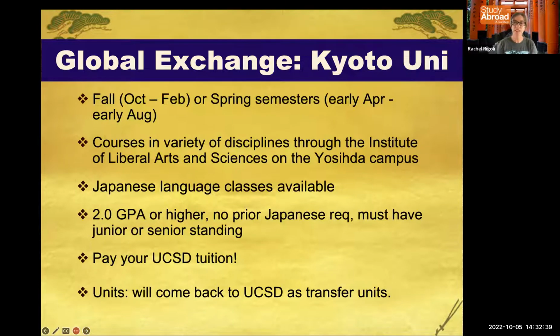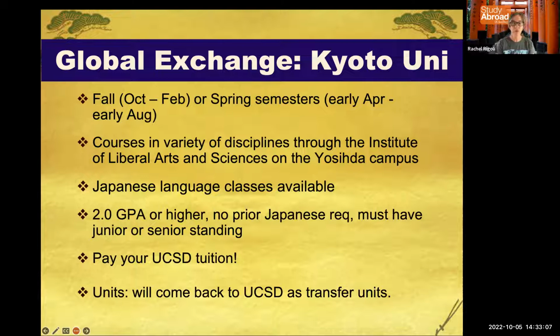Global exchange is a bilateral agreement between UC San Diego and Kyoto University. So we're really lucky to partner with Kyoto University, and they offer fall and spring semester programs. They run on the traditional Japanese academic calendar. So if you pick fall, you will miss 2 quarters here at UCSD. We do allow students to apply for a full year, and they do have a variety of course offerings in English through their International Liberal Arts and Sciences program.